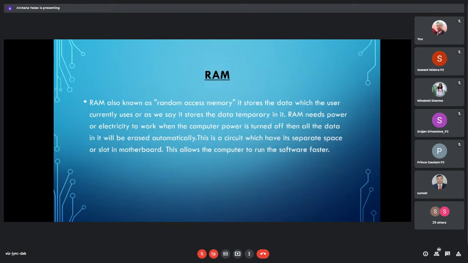It has a separate portion for itself on the motherboard, and it is further divided into static RAM and dynamic RAM. Static RAM doesn't need to be refreshed. It is faster and more expensive than dynamic RAM, whereas dynamic RAM is more volatile in nature and needs to be refreshed periodically.